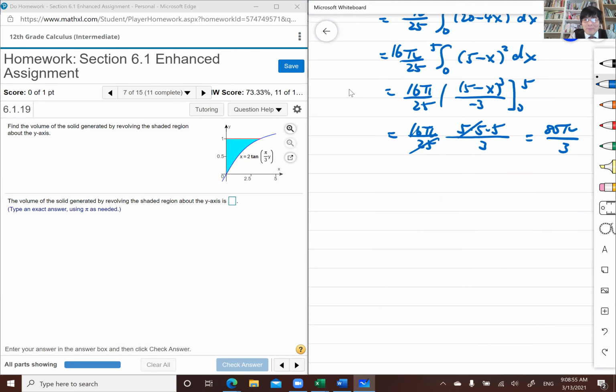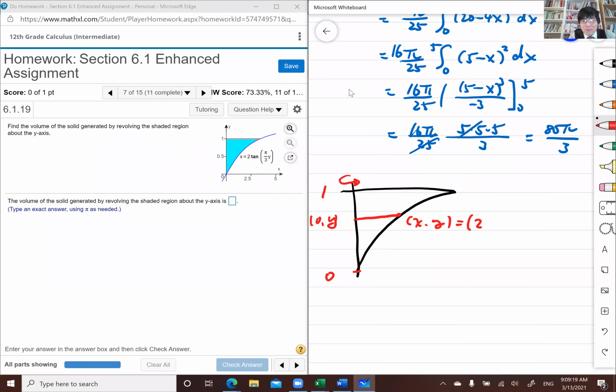Okay, now revolving about the y-axis. So revolving in this direction. From the picture, we can use y from 0 through 1. Pick any segment here randomly. Pick any y here. Then this coordinate will be (x, y), which is 2 tangent(pi y over 3), comma y. So the length here will be basically this. The length here is gonna be the difference between the x coordinates, which is just this.